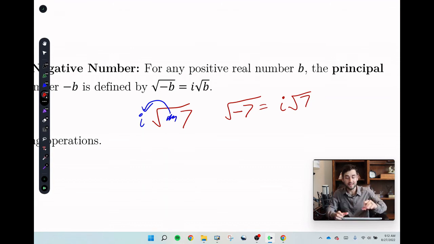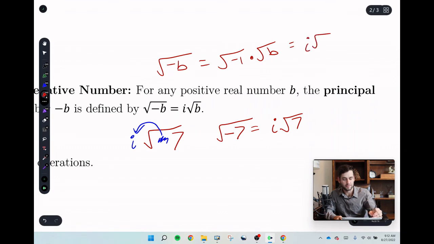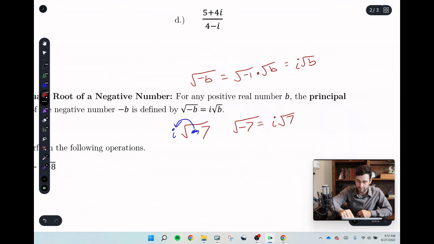The property for that really comes from the square root of negative b equaling the square root of negative 1 times the square root of b, and then that square root of negative 1 turns into i, so you get i square root of b. So that's where it comes from if you're interested. If you're not interested, know that little shortcut, and at least maybe you can get a few points on the test or the quiz. If you see a negative under the square root, that turns into an i outside the square root.